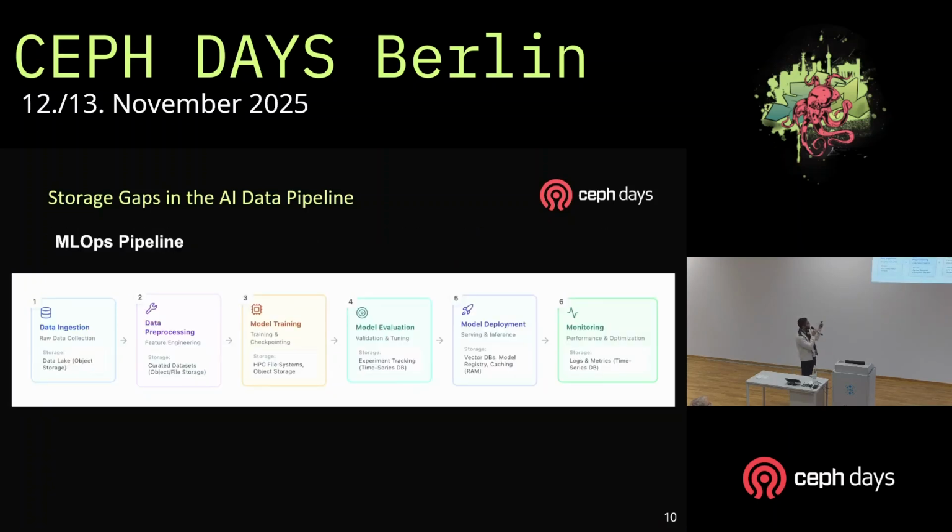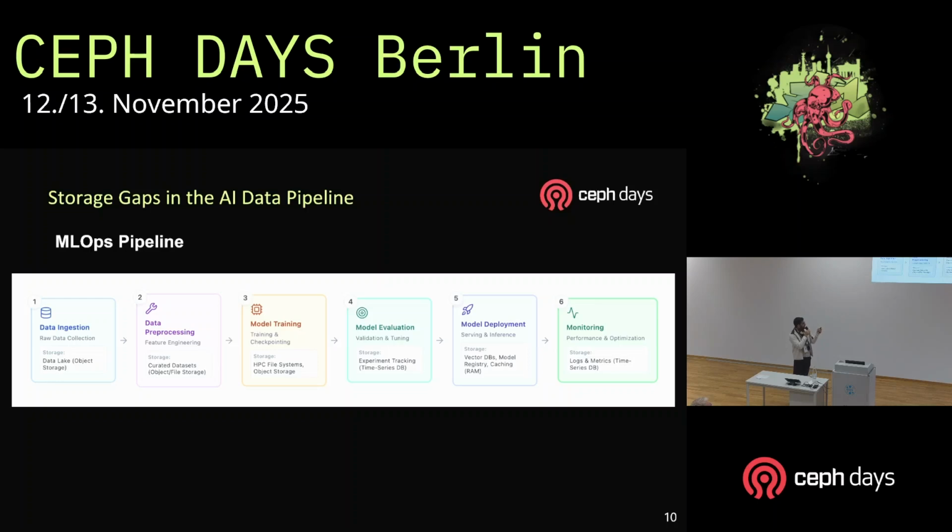I just picked one basic pipeline, like a simple web DevOps pipeline. It will vary depending on the different types of ML workload you're running and the different types of application use. In the first phase, you have data ingestion, where the most recommended storage would be object storage or data lakes. For data processing, the recommendation would be object and file storage for parallel operations. For model training, we also recommend a file system, and for deployment, we mostly use a vector database for LLM inferencing, and finally monitoring.